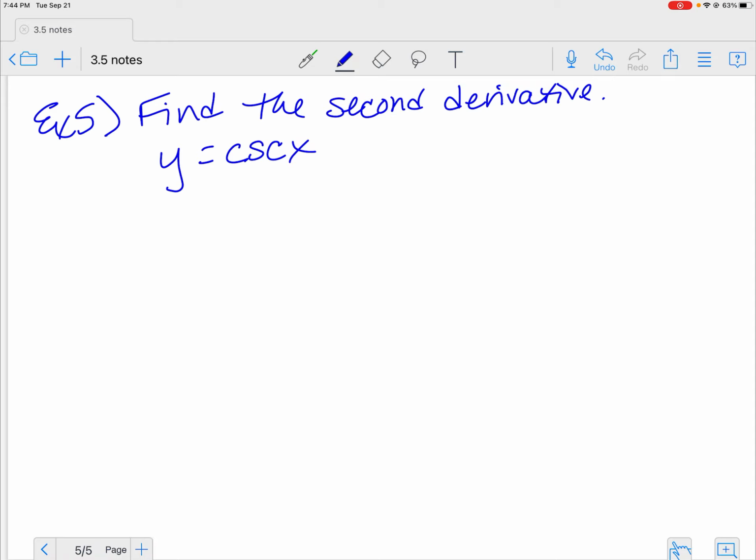So I'm going to have y is equal to cosecant x, and I want to find the second derivative. So what's the first derivative? Y prime is negative cosecant cotangent. Yep. Learn it and love it, right? Learn it and love it. Now what?